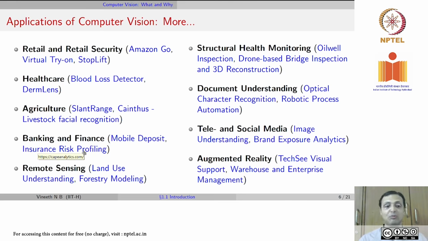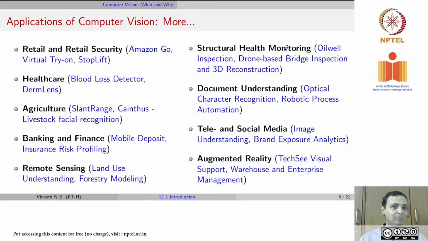Insurance risk profiling, remote sensing, where you do land use understanding using satellite imagery, or forestry modeling using drone or satellite imagery. Structural health monitoring, a very important application today, where you can do oil well inspection or drone-based bridge inspection or 3D reconstruction, or try to understand the health of railway tracks using drone imagery, so on and so forth. This is extremely important in various settings where you may want to monitor the health of an infrastructure without having to physically inspect that infrastructure.